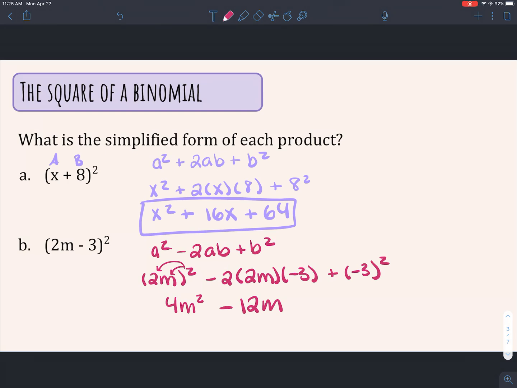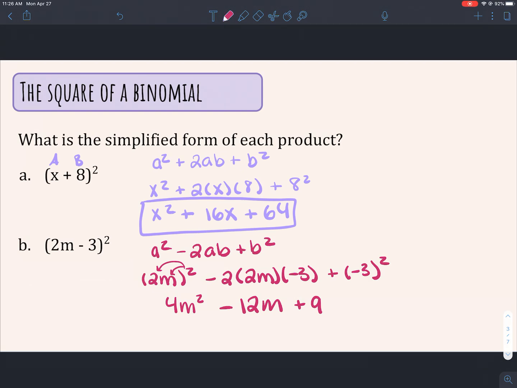And then we are going to get negative 3 squared, which gives us a positive 9. Okay, so let me just double check to make sure I did my math right. So this gives us 4m squared. We get negative 6m. Yep, negative 6m plus 9. So yep, I was correct.